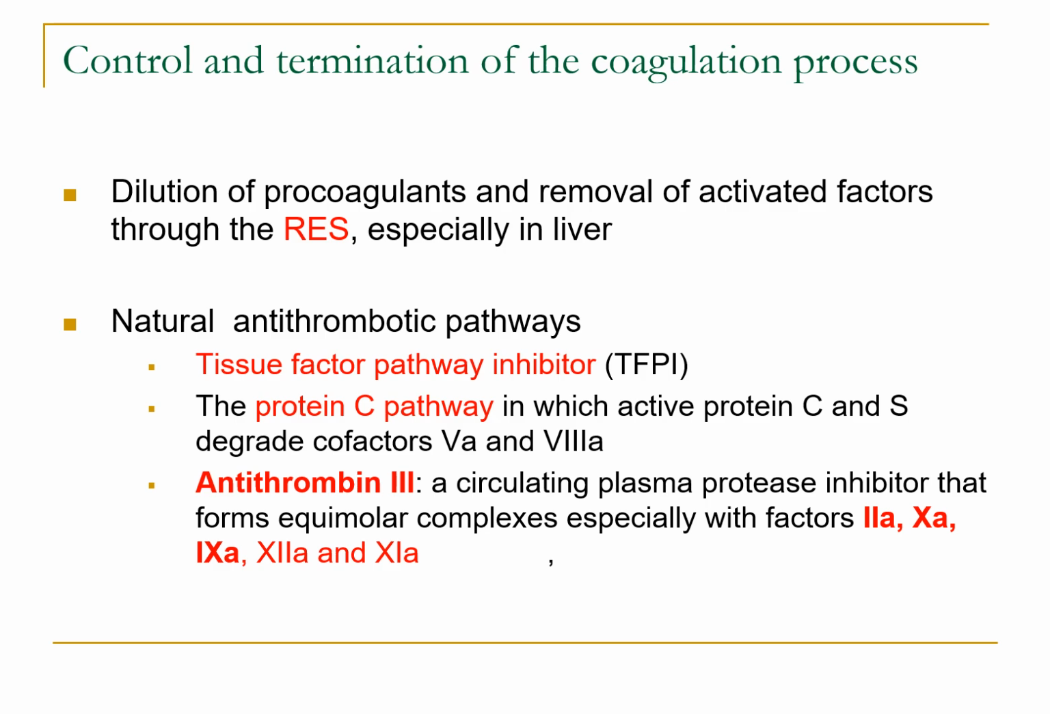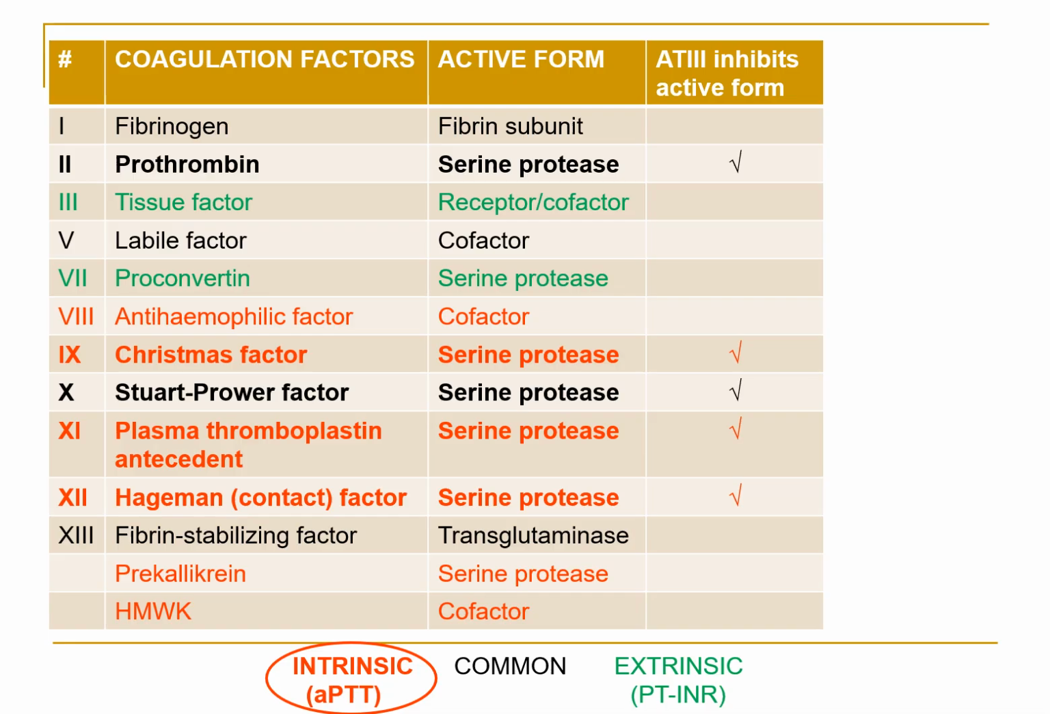And finally, the last factor is antithrombin 3. This is a circulating plasma protease inhibitor. So this is very important. It forms complexes, especially with factors 2A, 10A, 9A, 12A, and 11A, but mainly really 2A and 10A. So antithrombin 3 inhibits those factors, especially 2A and 10A. And this again is the same table that we've seen before, highlighting where antithrombin 3 works. And you can see that in addition to the common pathway, we have inhibition of the intrinsic pathway.